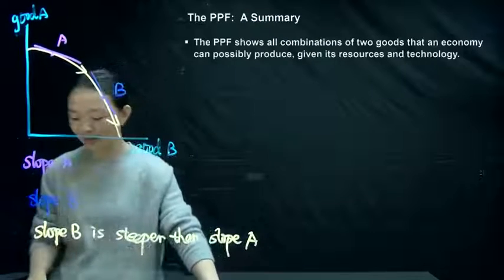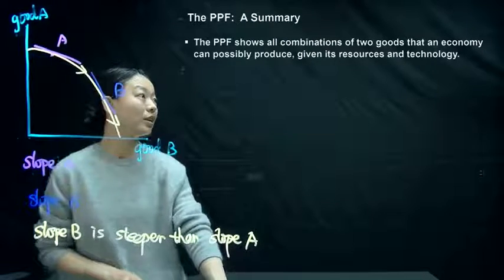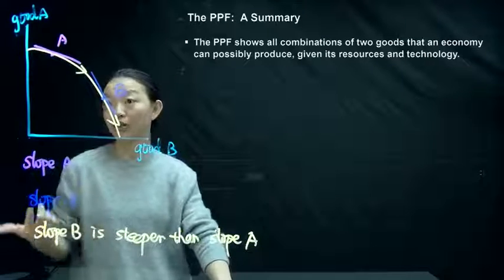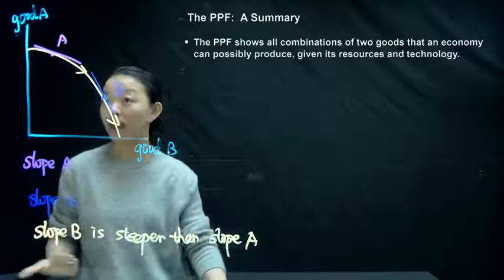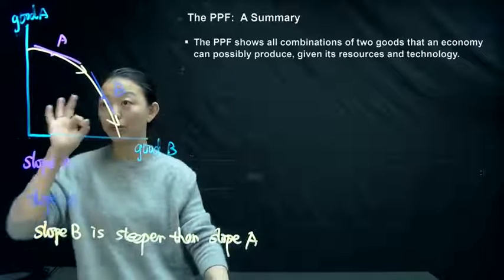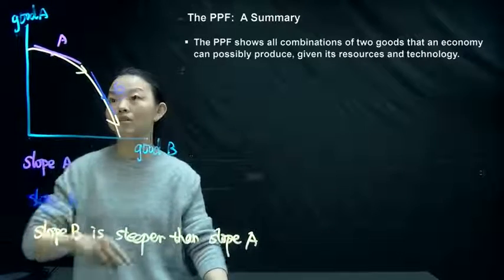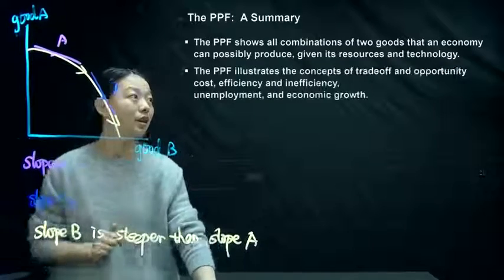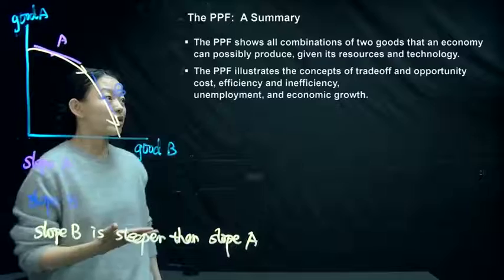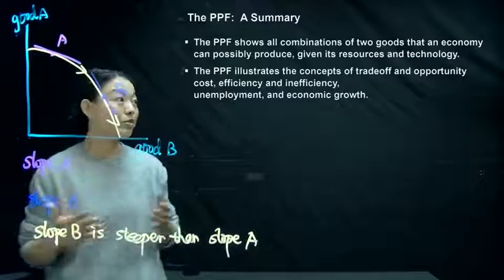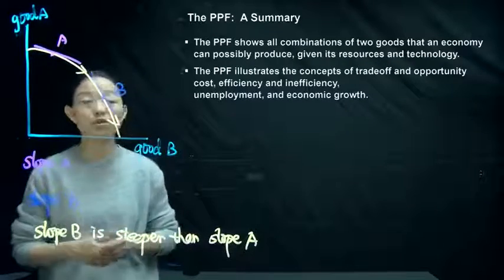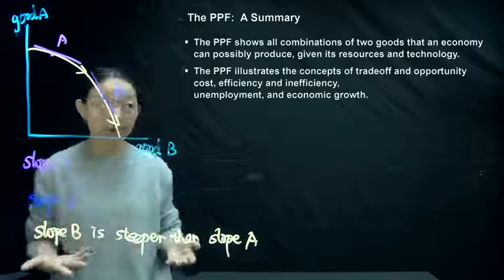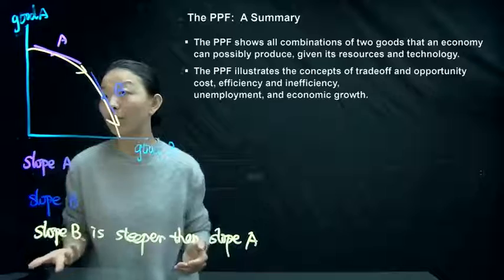Now let's look at a summary about PPF. So PPF shows all the combinations of two goods in an economy that can be produced based on the available resources and the available technology. Three assumptions: two goods, fixed technology, fixed resources. PPF also illustrates the concept of trade-off or opportunity cost, and it also shows efficiency or non-efficiency, unemployment, and economic growth.